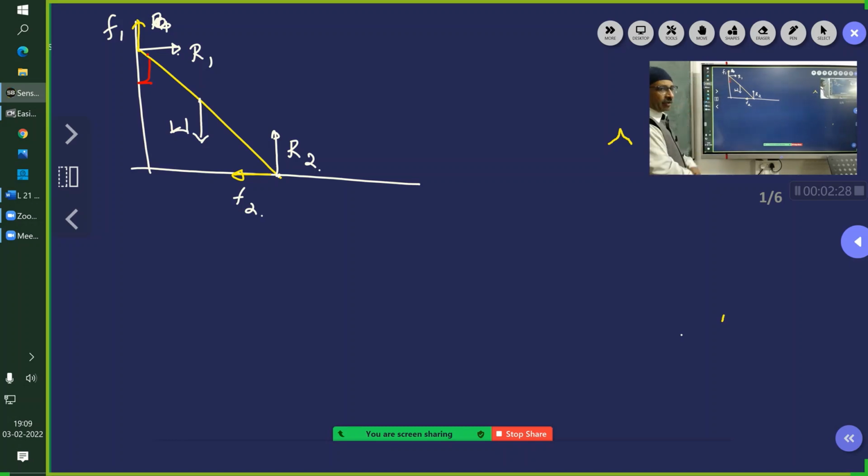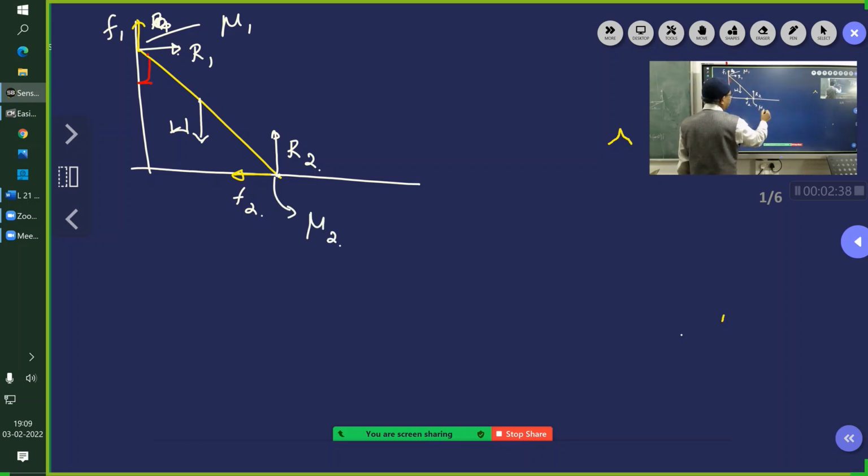Okay friends, I hope you have drawn this diagram. Sir, mu are different for both. Yes, so mu between the wall and the rod is mu1 and here it is mu2.